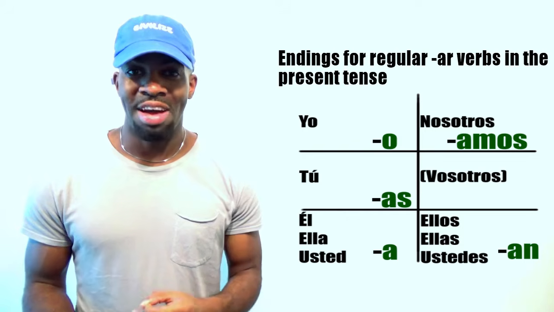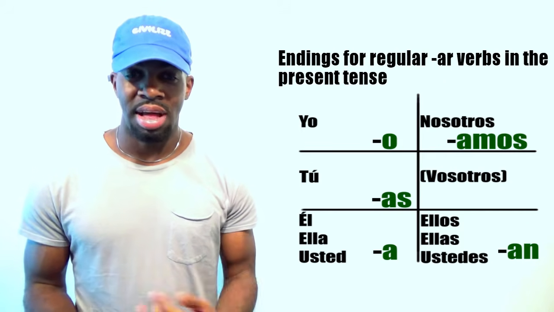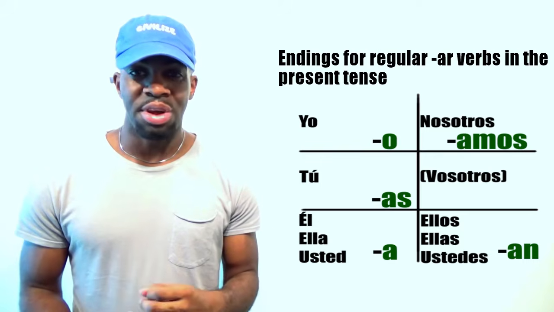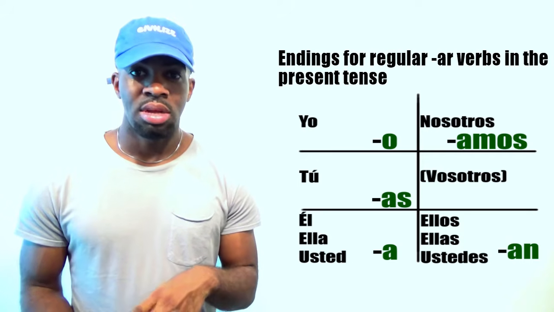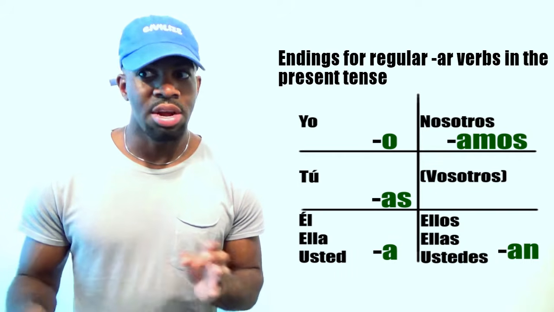For nosotros, we have amos. Nosotros, amos. That's the ending for that. And then for ellos, ellas, ustedes, it will be an. An. So make sure that you're not pronouncing these any other way than the way that I just told you, because you don't want to say a or an or amos. It's not any of that. It's the a sound, because that's the vowel sound for the a in Spanish. If you don't know your vowel sounds, you can check out my Spanish pronunciation series up there to learn the vowel sounds. Those are the endings for the AR verbs in the present tense, and of course those are regular verbs, okay?